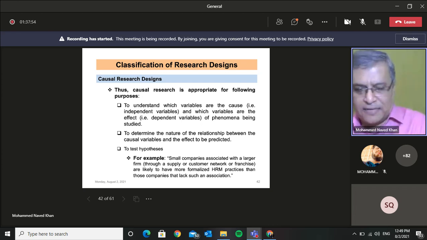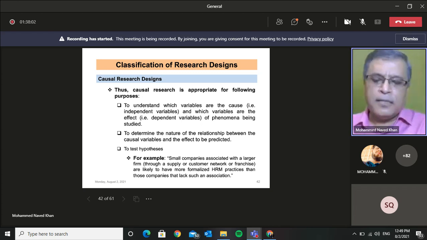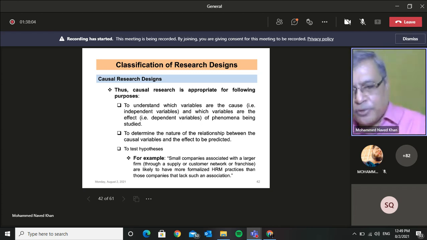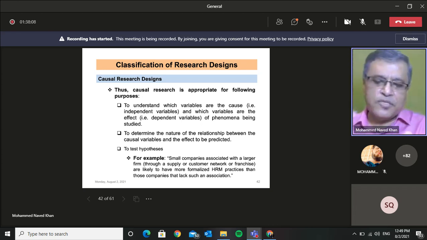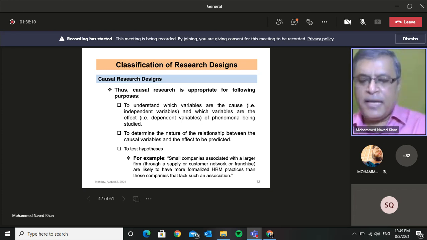So the hypothesis that we are considering is that even if the organization is small, if it is associated with a larger organization, for example, there may be certain suppliers who may be associated with Maruti, and because Maruti is a large organization, then we expect those suppliers of Maruti may also have a more formalized HRM setup in comparison to those suppliers who are not associated with huge or large players like Maruti.